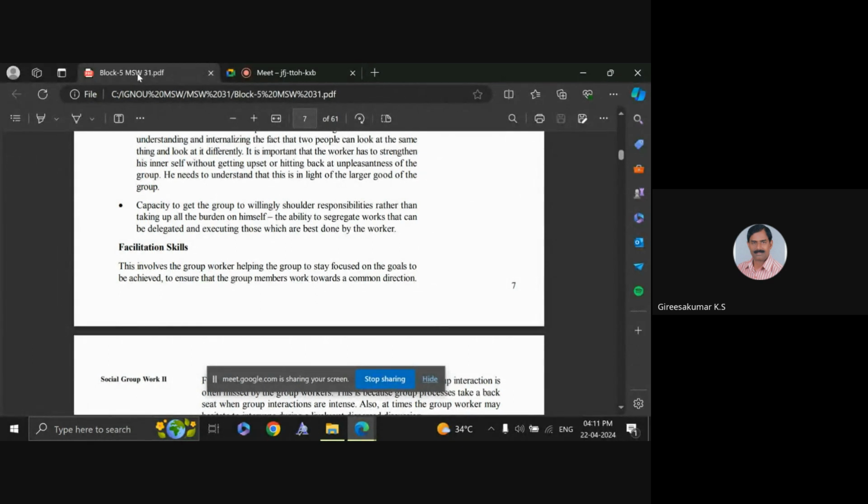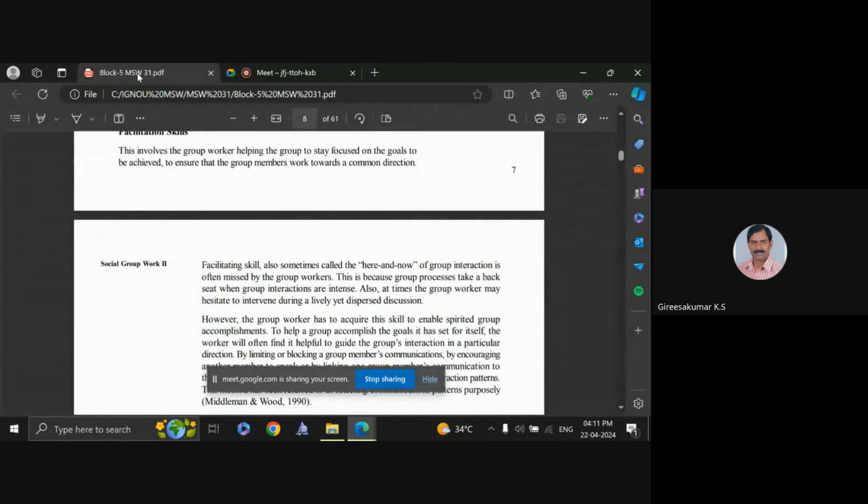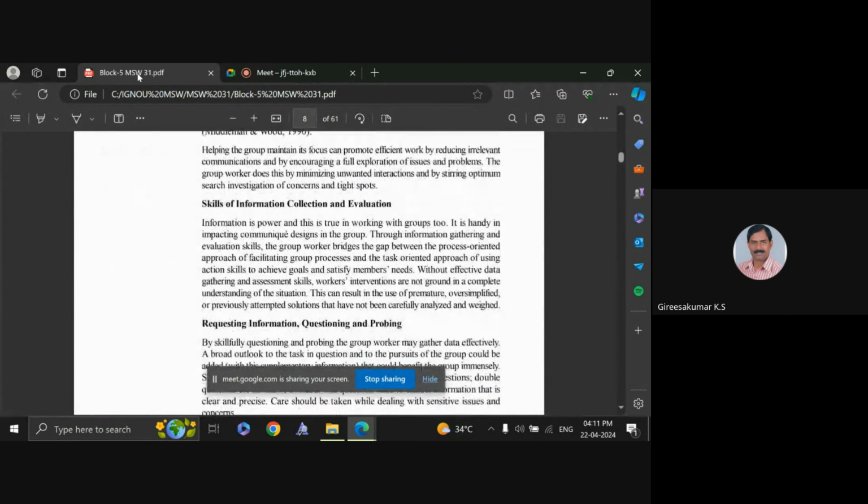Then facilitation skills. Facilitating skill, sometimes called here and now, and group interaction, is often missed by the group. That is, for interaction, he has to facilitate everything, and he must have a special skill in that also. Then skills for information collection and evaluation. A lot of information is necessary in the case of social workers, as well as data collection, information collection, then evaluation. All these things, the social worker must have a skill in.